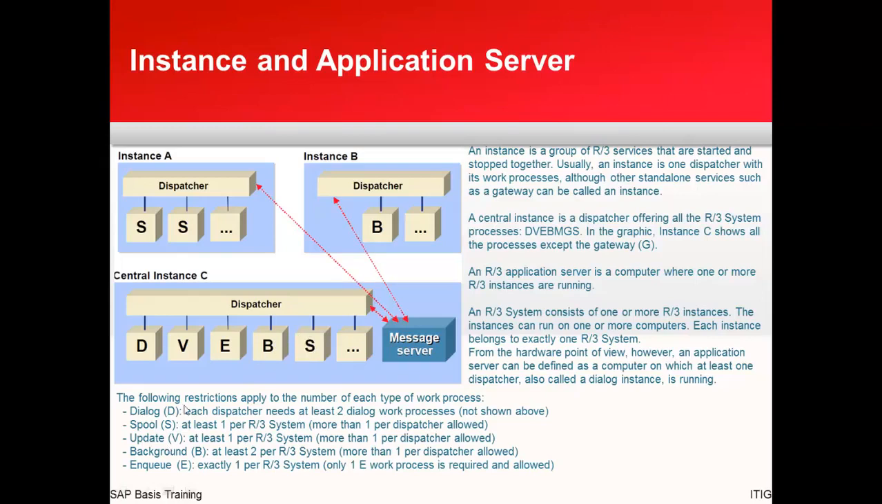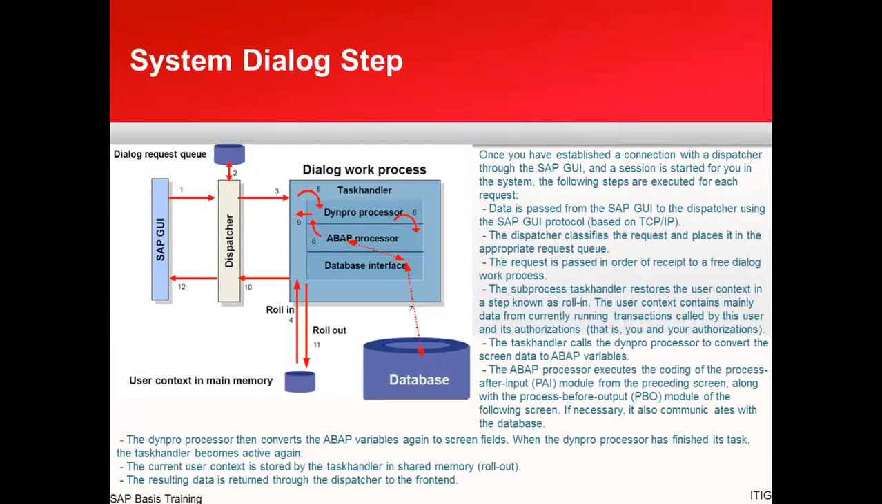Here you can see there are multiple numbers of these work processes. For dialog you should have a minimum of 2, and for background jobs a minimum of 2. Here you can see a central instance listed as C, instance A, and instance B. This is an architecture showing multiple instances and one central instance, and how the work process distribution takes place between them.